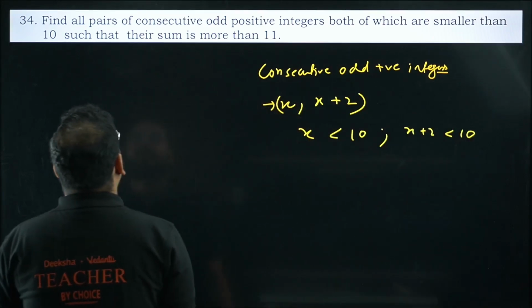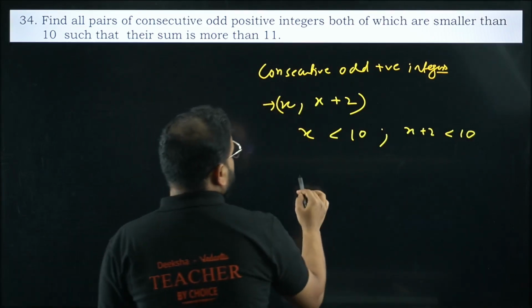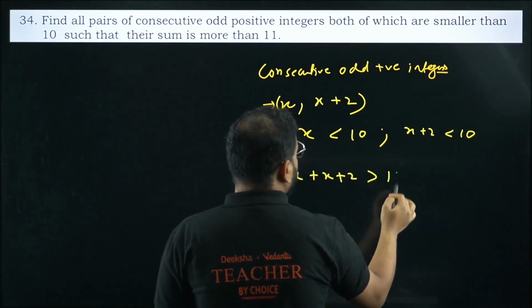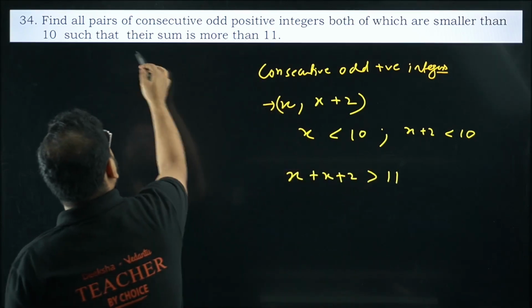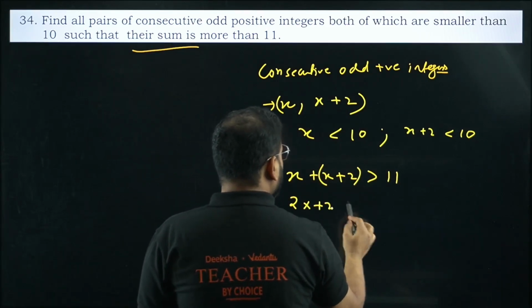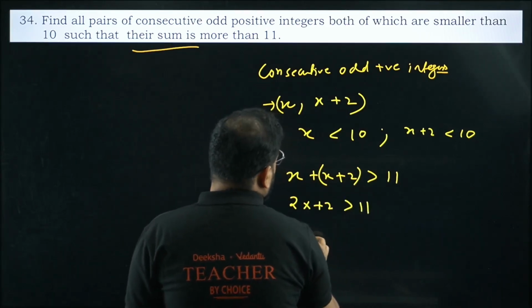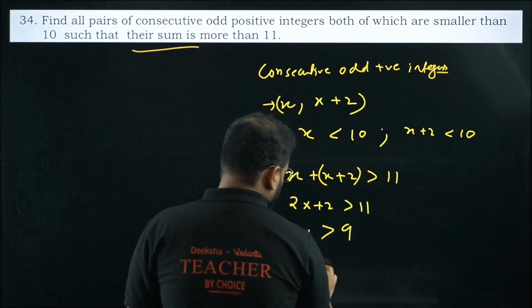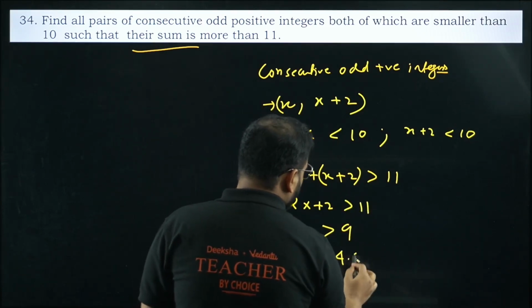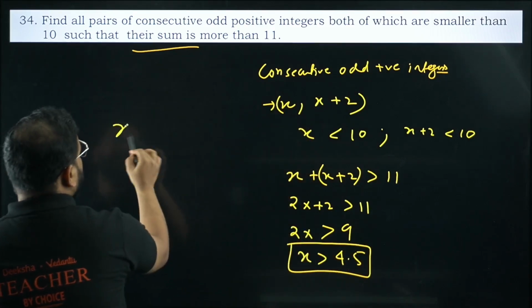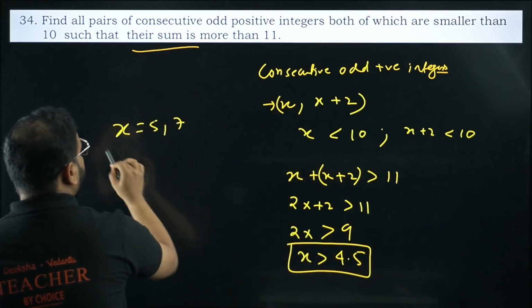Okay, and the sum is more than 11. So x plus x plus 2, the sum is more than 11. So 2x plus 2 is more than 11. What do I get? 2x is more than 9. So I get x is more than 4.5. More than 4.5, it means x can be written as 5 and 7.